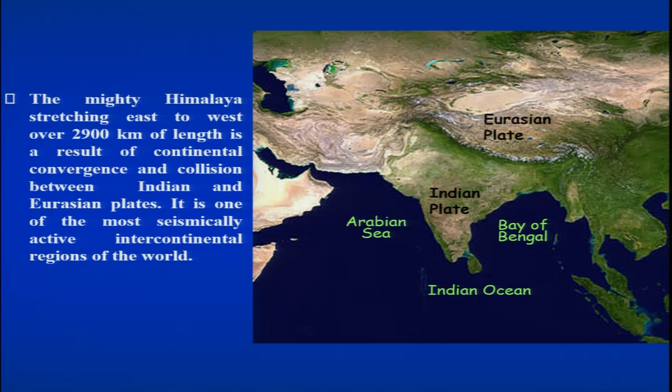Now coming to the Indian part, as we have discussed, we have the mighty Himalaya, which is stretching from east to west over 2,900 kilometers along this line here, and this is one of the prominent plate boundaries, and the example which we have is the Himalayan range.